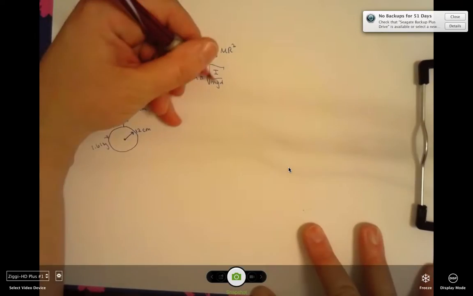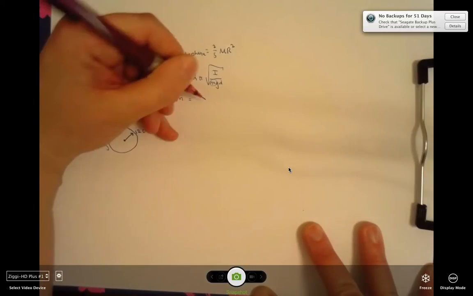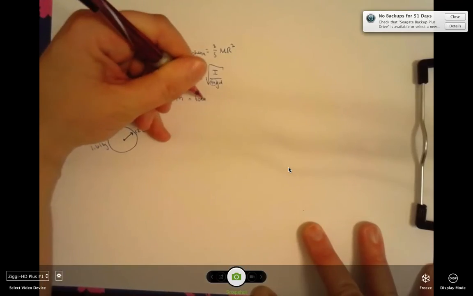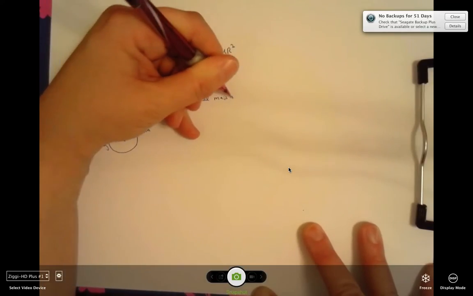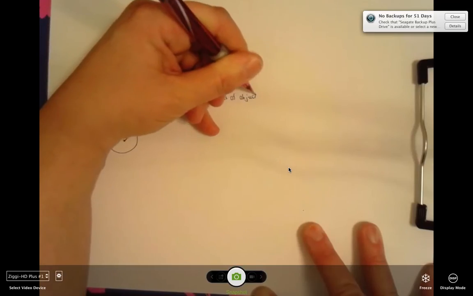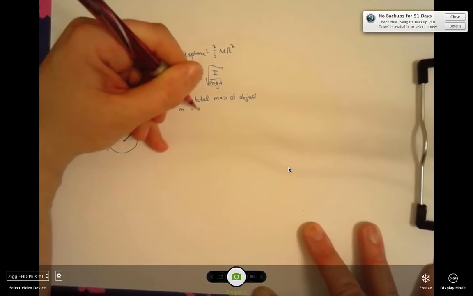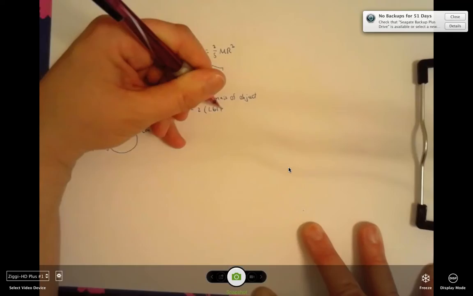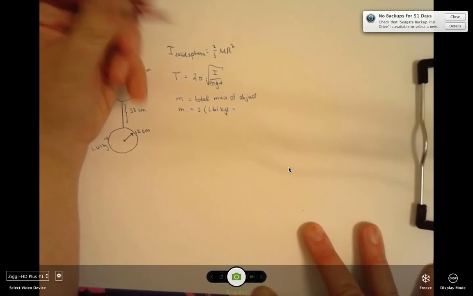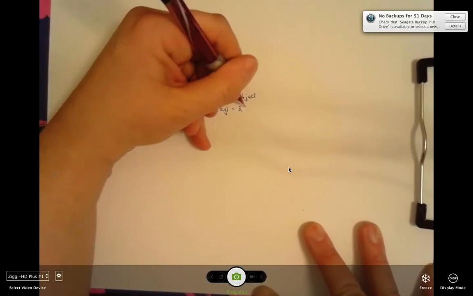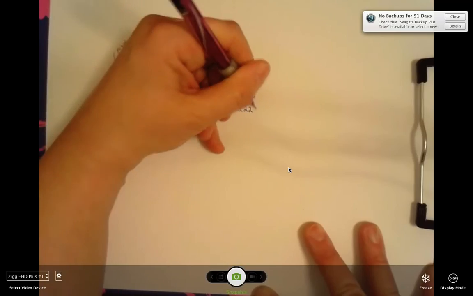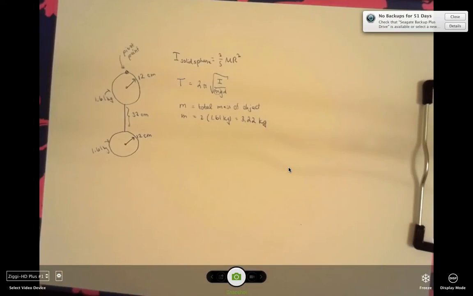Let's start with this equation. The mass in here is going to be the total mass of the object. So that is going to be 2 times 1.61 kilograms, since those are the things with mass, which is 3.22 kilograms. Yes, 2 times 1.61 is 3.22 kilograms.